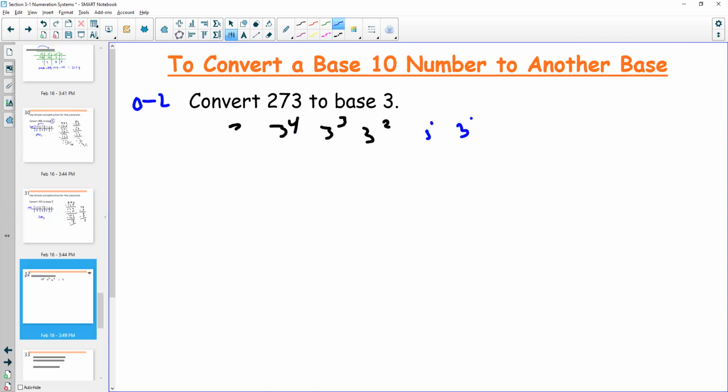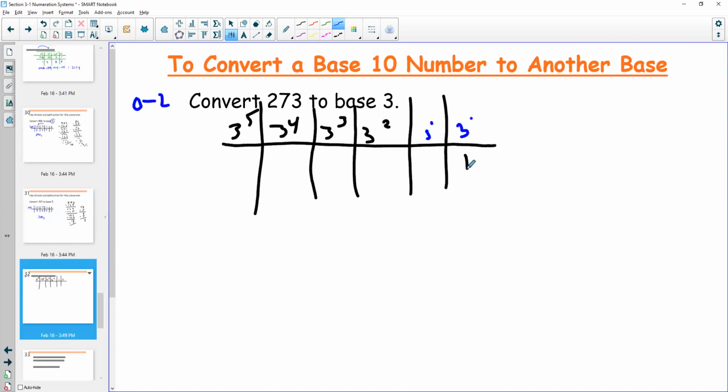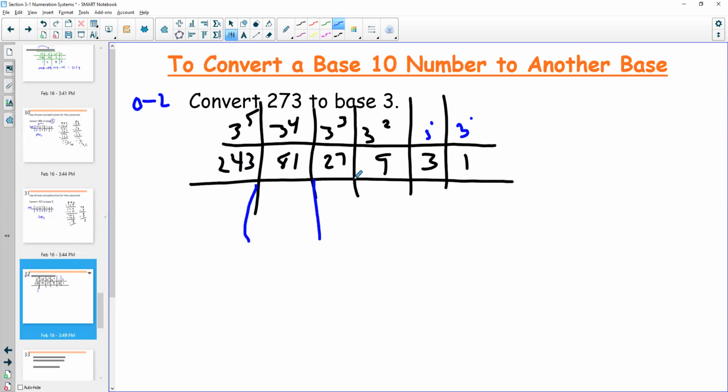I don't know how far I'm going to have to go, so I'm going to give myself some space. So that's going to be 1, 3, 9, 27, 81, 243. Yeah, if I go any higher than that, it's too big. Okay, so my first place value is going to start all the way over here at 243. That's the number that's the right size to take out first. Take out the biggest thing you can. You don't want to do extra work.